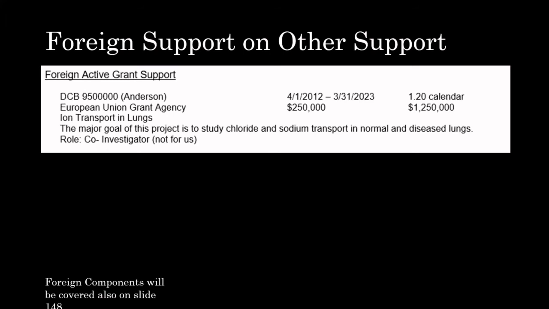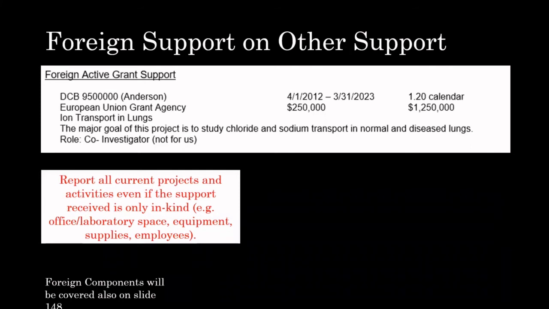Foreign support on other support. If a PI has any grants that are with a foreign entity, they need to be listed and broken out under foreign active support. So they would not be listed under domestic, they would be listed under foreign. And foreign components will be covered further in the slides by Erica Wilson. But report all current projects and activities, even if the support received is only in kind, office, laboratory space, equipment, supplies, or employees. And remember here, it's always better to over-report than to under-report.